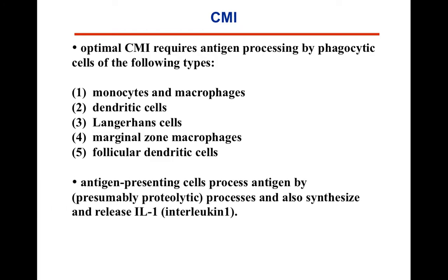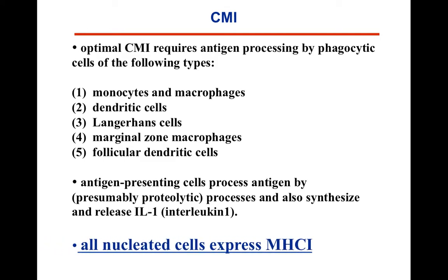One other thing: antigen processing cells process antigens by presumably proteolytic processes, and they also synthesize IL-1, or interleukin 1. So that's one of the characteristics that you see from these antigen processing cells. The key thing here is that all nucleated cells express MHC1. That means liver cells can express MHC1, brain cells can express MHC1, muscle cells can express MHC1. All nucleated cells can express MHC1.